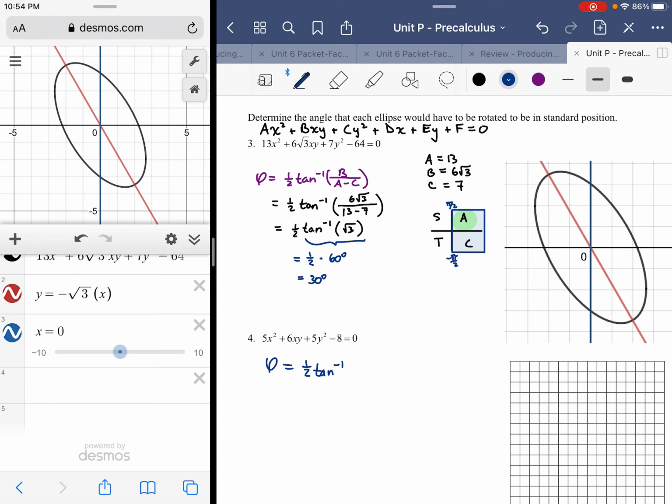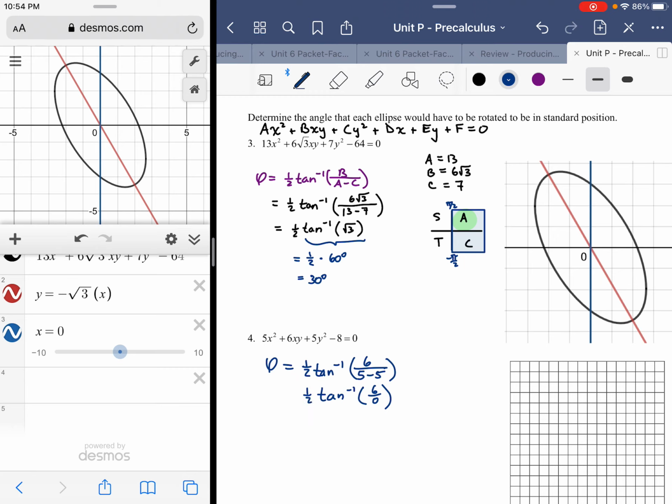So phi would be equal to 1/2 inverse tangent. The b value is 6. a minus c, so 5 minus 5. All right, so that would be equal to 6 over 0. That's undefined. All right, so that doesn't mean no solution when it comes to tangents. So inverse tangent of 6 over 0.